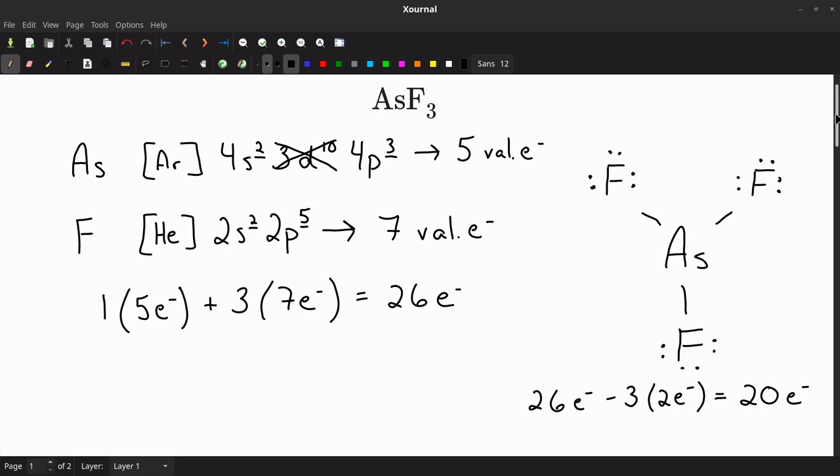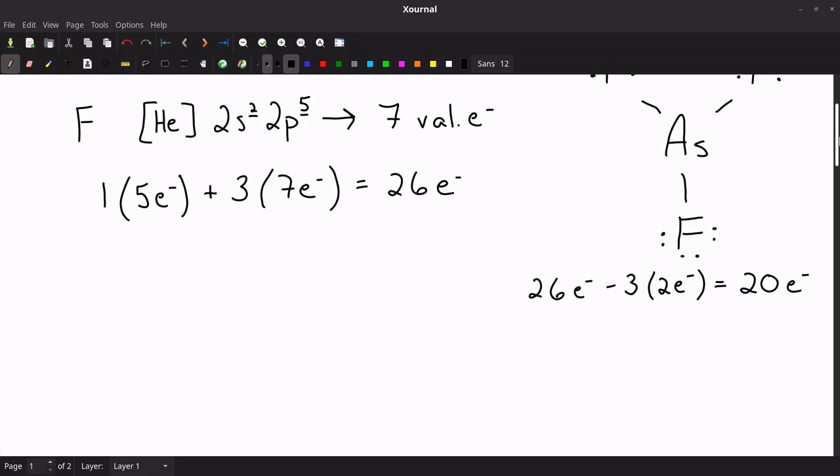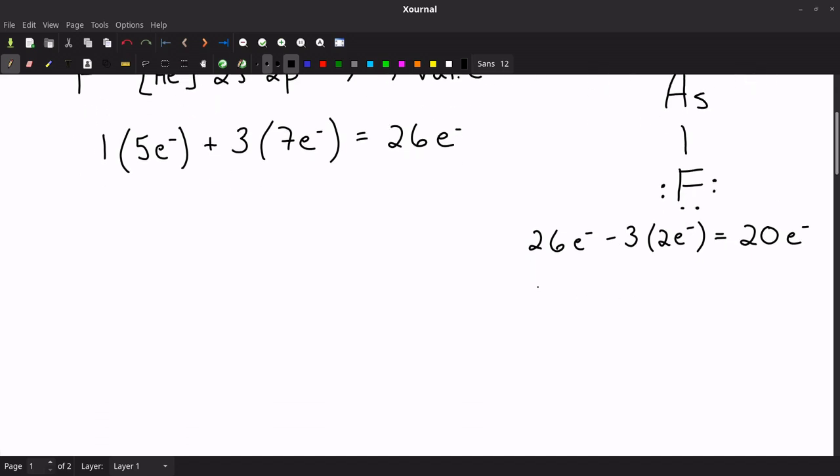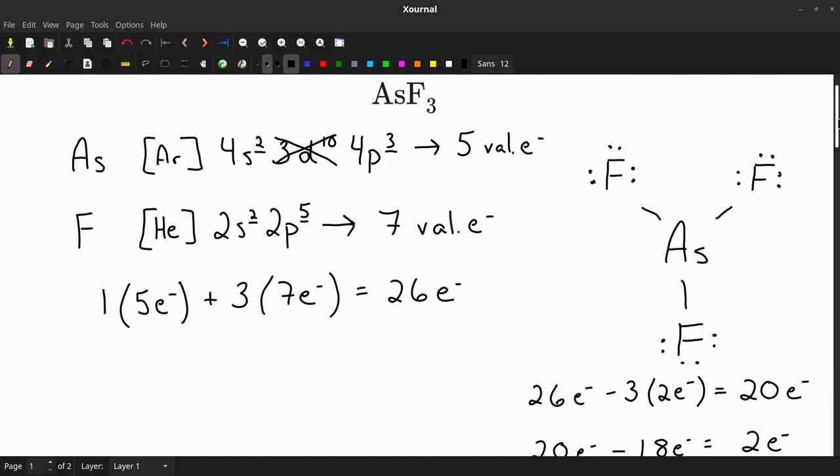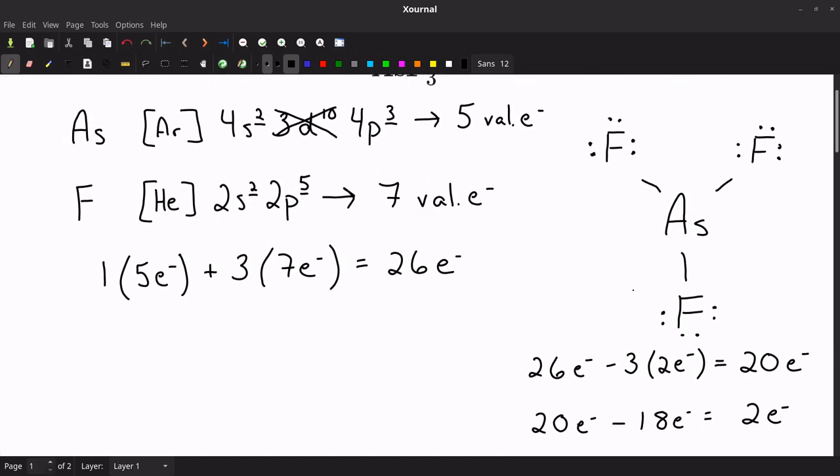That was 3 times 6, 18 electrons. I had 20 in my bank, so I go to 20 electrons minus the 18 electrons I just placed. I'm going to have 2 electrons left over. Now if I put those on any one of the fluorines, I'm going to expand their octet. So where I want to put that last lone pair is going to be on the arsenic now.